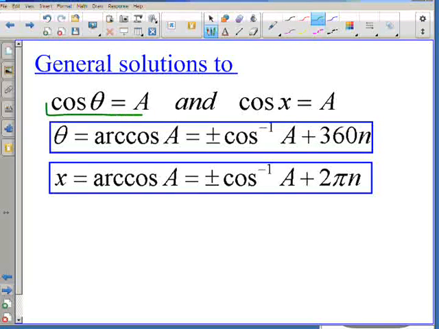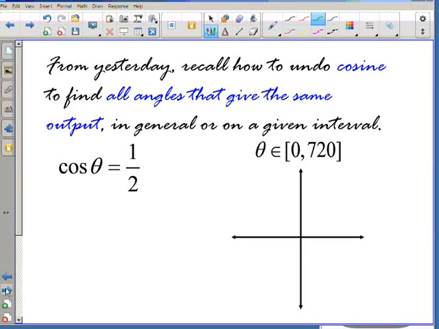Basically, the general solution solved this very straightforward cosine of theta equals some ratio A, and what we got was this trig function arc cos, which is really just the inverse cos plus a bunch of periods, whether it's 360 or 2 pi. And because of some symmetry in this, we were able to use plus or minus in front of the cosine. That won't happen today with sine, but it'll be a similar format. Let's get back on track with what you did yesterday.